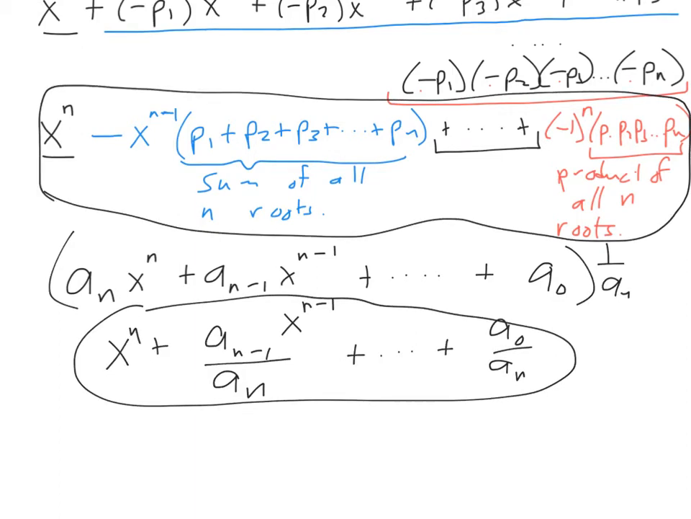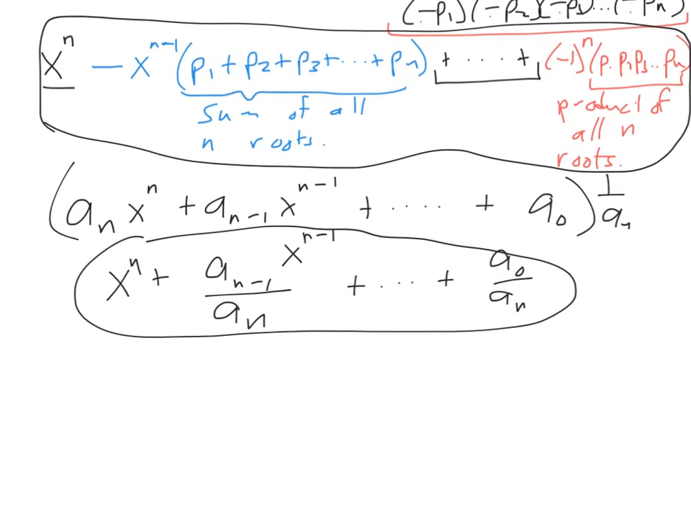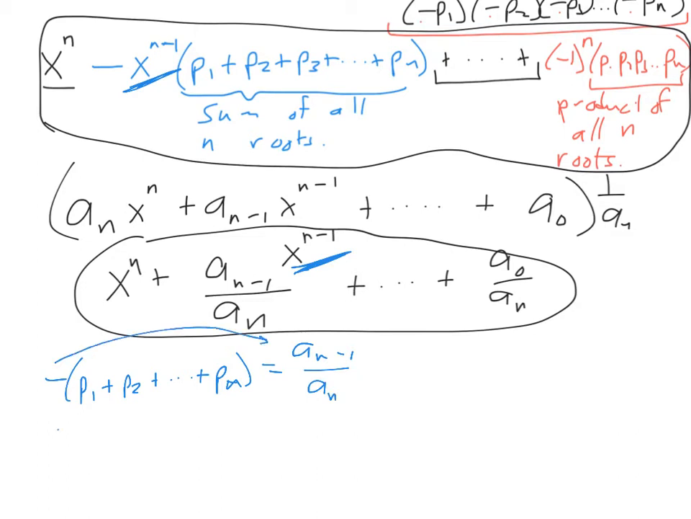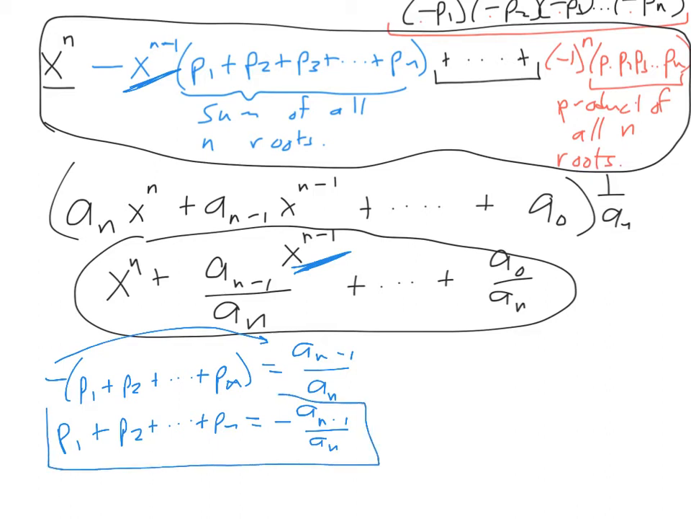And so now I'm going to set these coefficients equal to one another. First let's work with those blue ones, the coefficient of x^(n-1). I have negative p1 plus p2 plus dot, dot, dot, plus pn, and that has to equal a_(n-1) over a_n. If I just multiply that negative over, I'll get that the sum of my roots, all n of those roots, is negative a_(n-1) over a_n. And that's exactly what we said it was going to be before. That was our key point from previously.